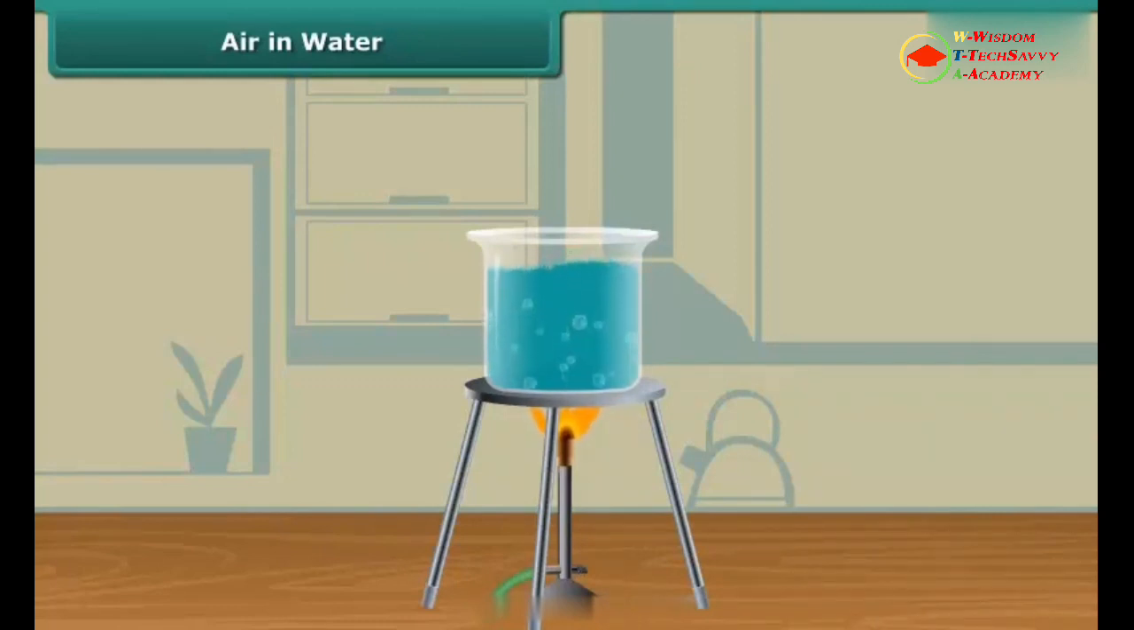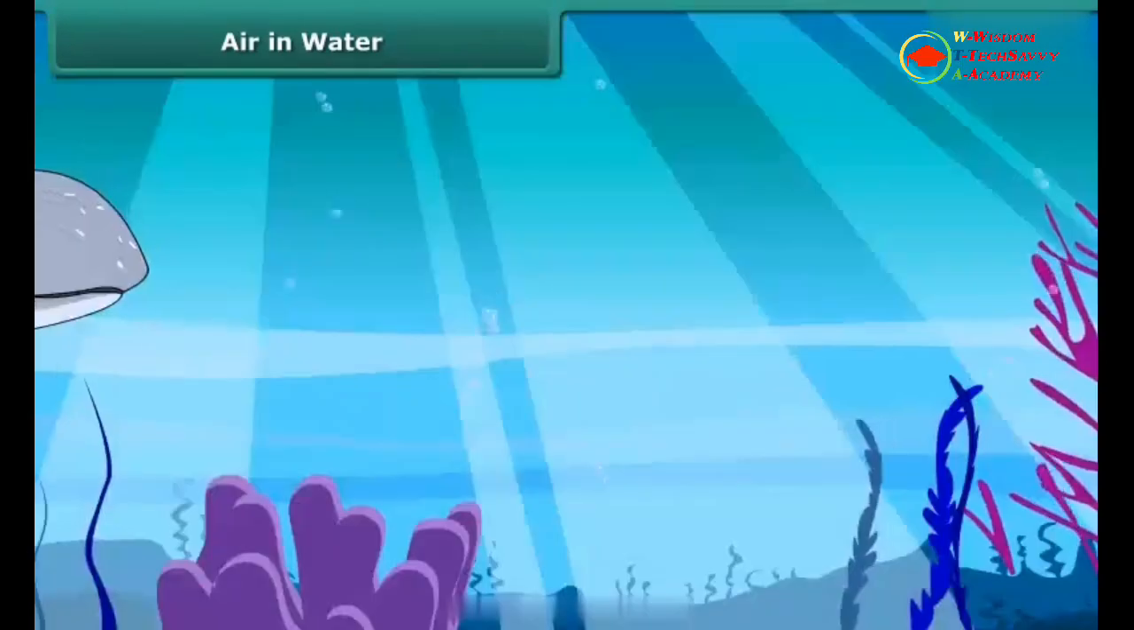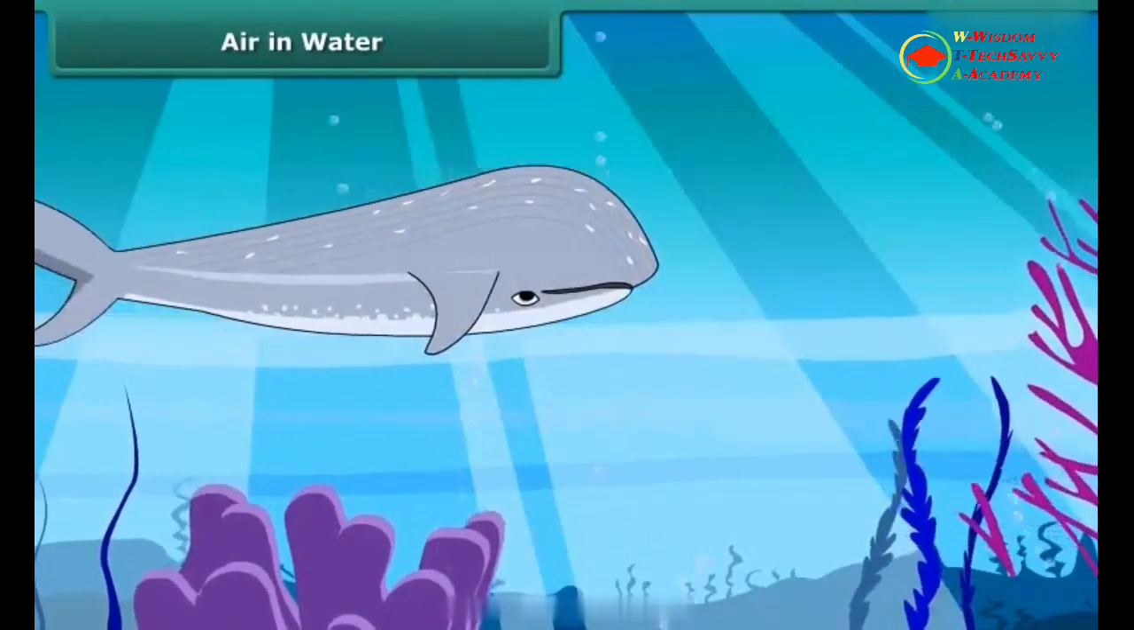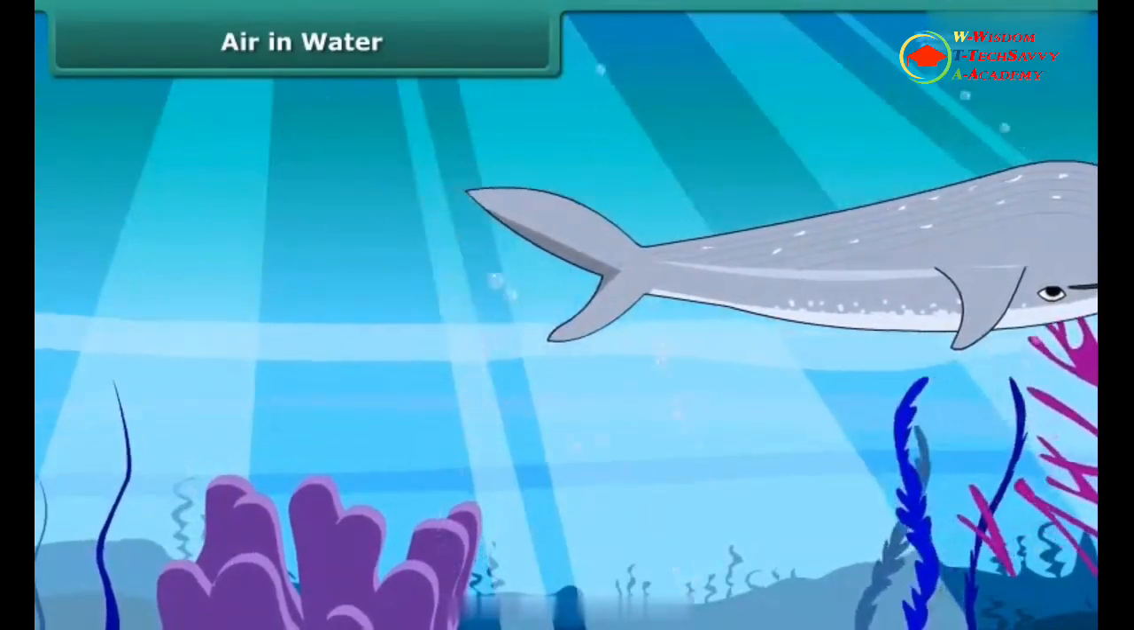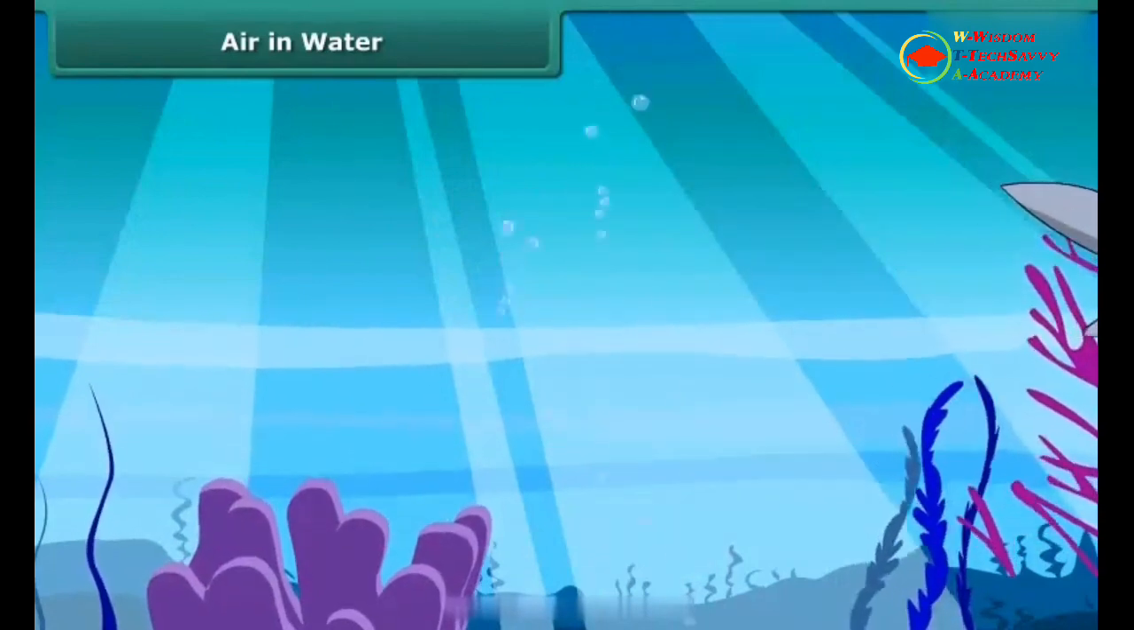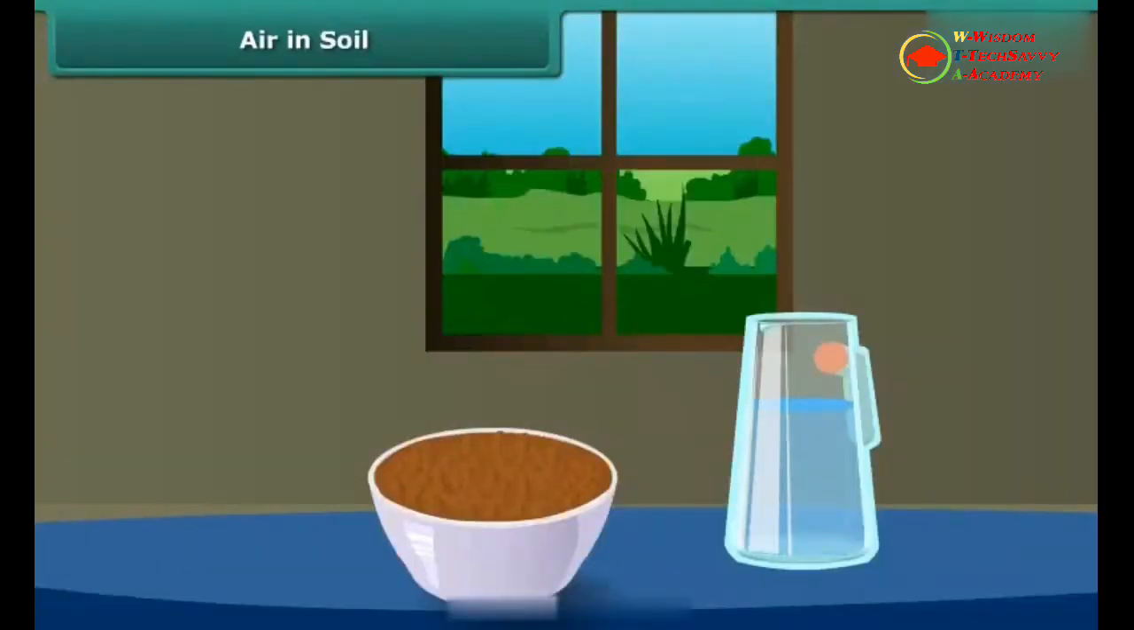Air remains dissolved in water at normal temperature, so we can't see it. When water is heated, the dissolved air comes out as bubbles. The animals and plants in water use the dissolved oxygen for respiration. How do the organisms living in soil get oxygen?